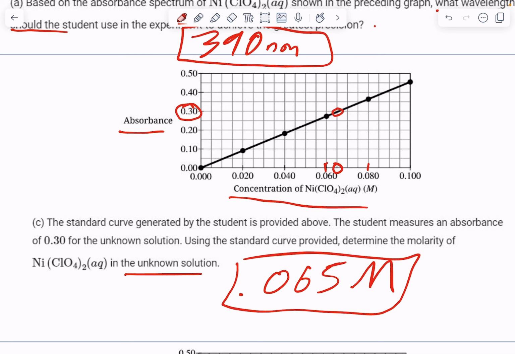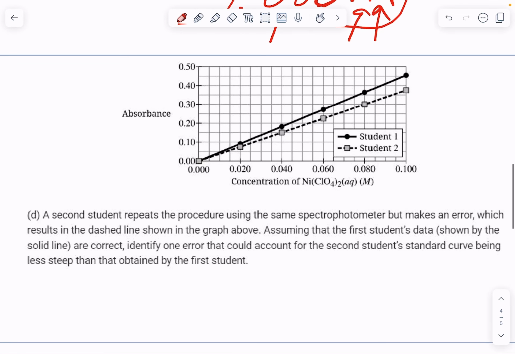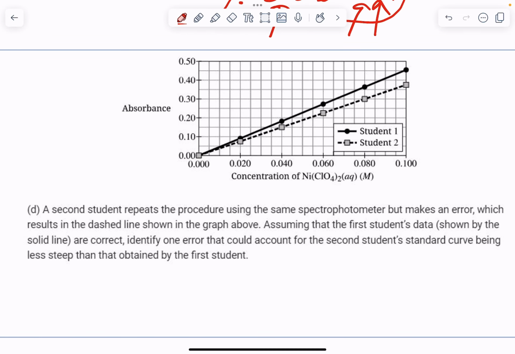Just make sure you're as close as possible when reading it. It does look like it's right over here, so maybe it's 0.066 or 0.067, but they're going to give you leeway as long as you're within that range. Don't forget molarity: since we are looking for the molarity of nickel perchlorate, make sure to keep those units in there. They often give you 1 point for the correct number and 1 point for the correct units, so don't forget your units.